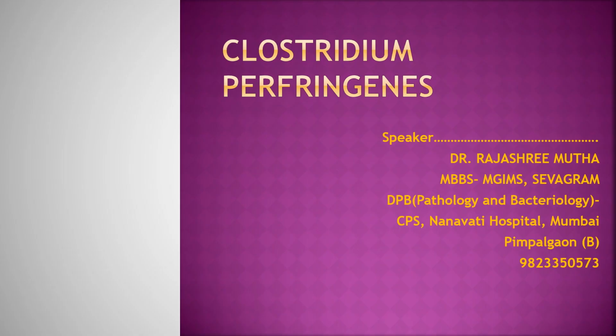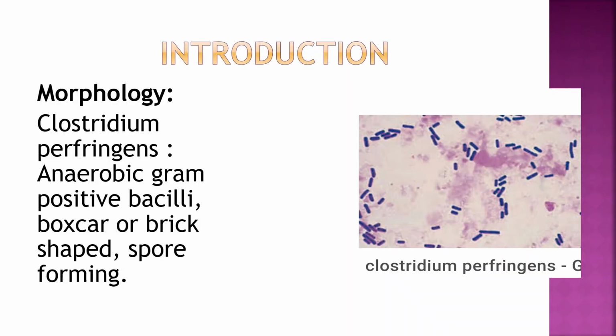Hello students, today we will discuss about Clostridium perfringens. In introduction, Clostridium perfringens are anaerobic gram-positive bacilli, boxcar or brick in shape, and they are spore-forming bacteria. And here you can see in this slide boxcar or brick appearance of the gram-positive bacilli.